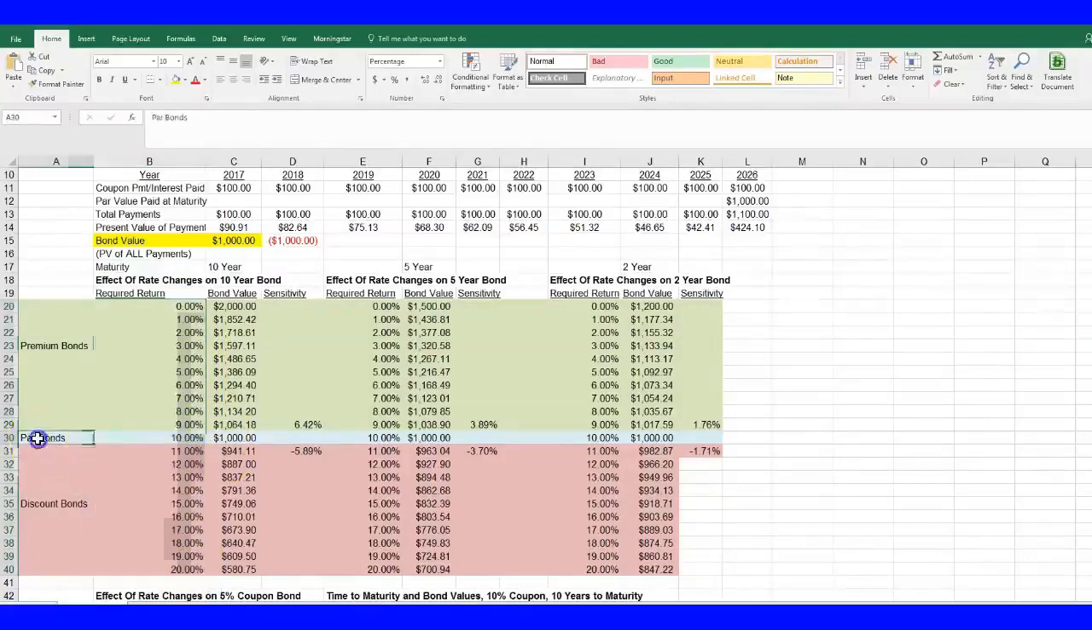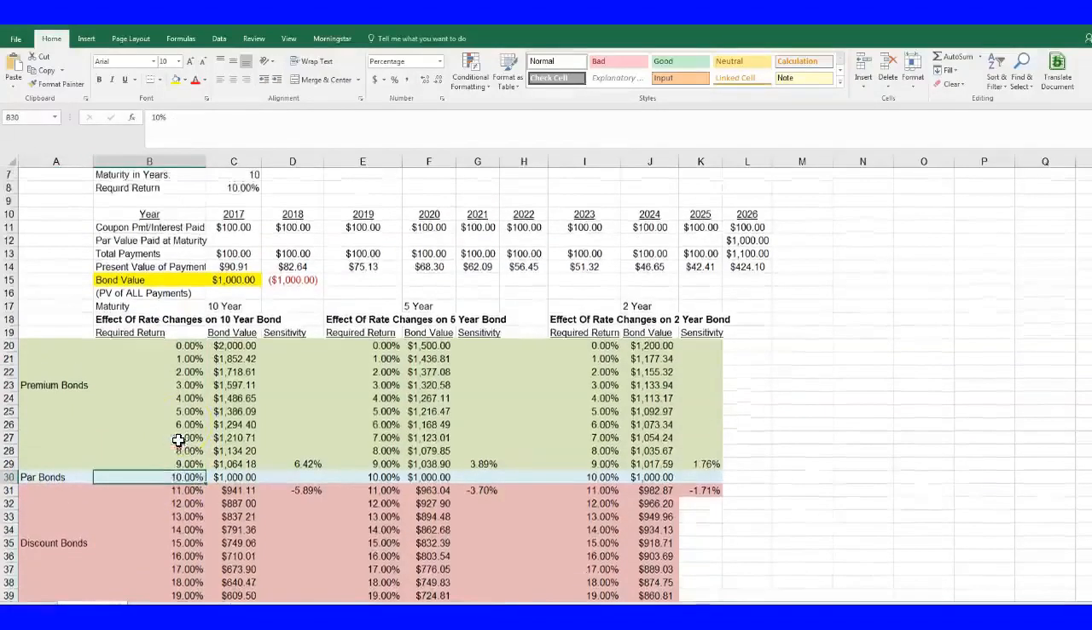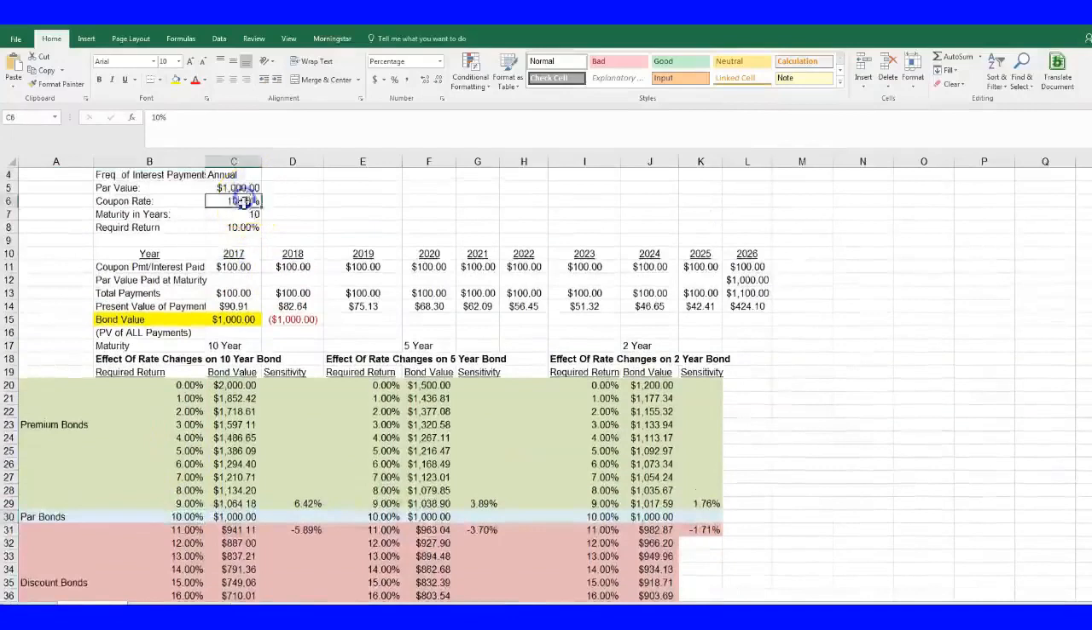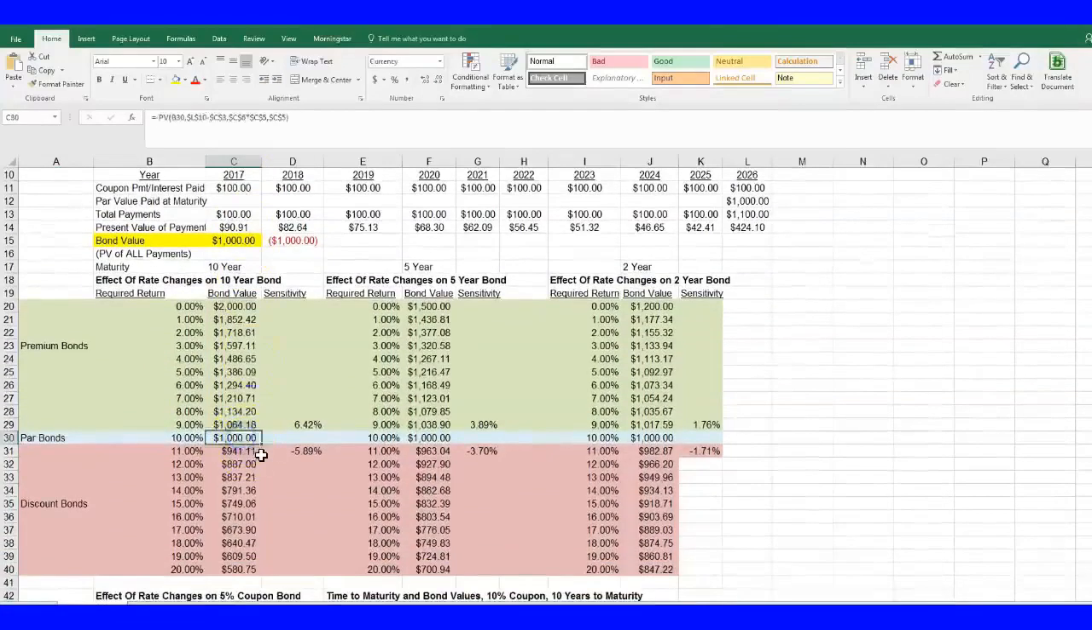And if we have a required rate of return of 10%, and keep in mind our coupon rate on this particular bond is 10%, we see that the bond has a value of $1,000. So the price of the bond is $1,000. We call that a par bond or a par value bond. But anytime the required rate of return is less than 10%, so anytime the required rate of return is less than the coupon interest rate, we see that the bond value is more than $1,000.